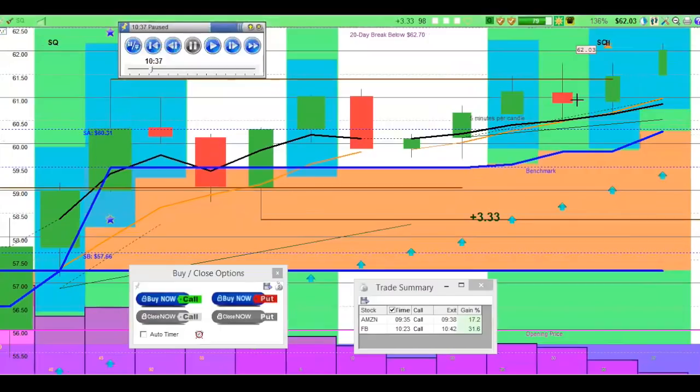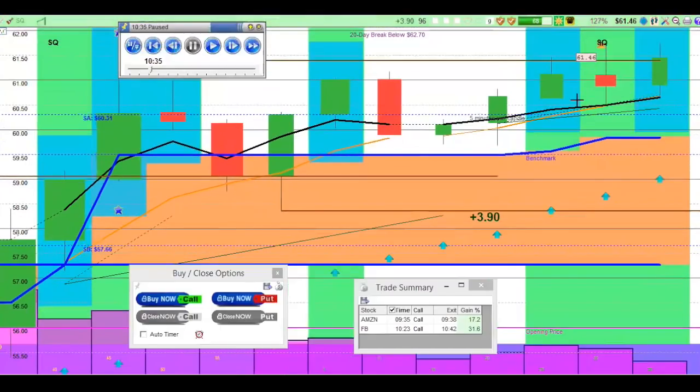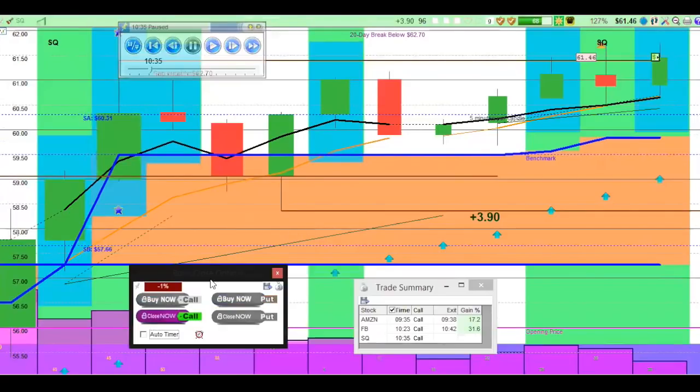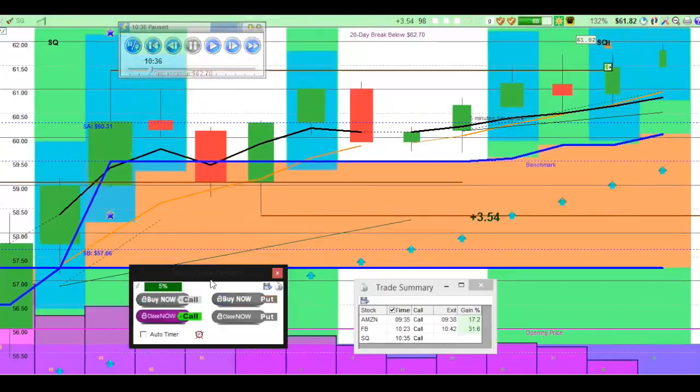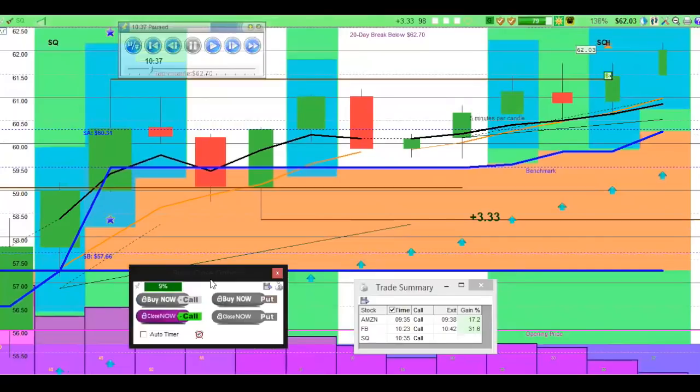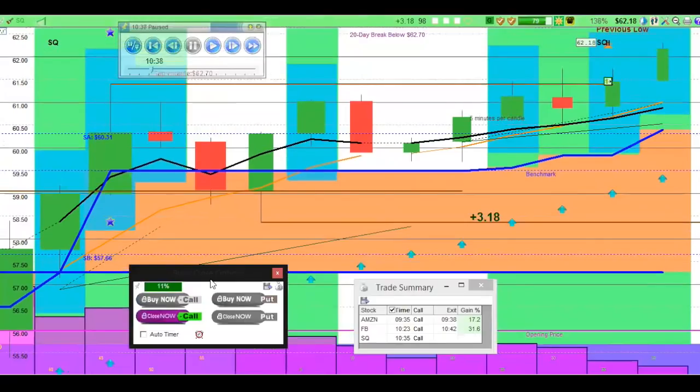No looking back in the future, but this is kind of the reverse engineering you do to build your filters and build your strategy. So I would have bought right there, and let's just see what happens. We got 5% already in just 2 minutes, and 9% there, up to 11. That's pretty good. Close it out there.